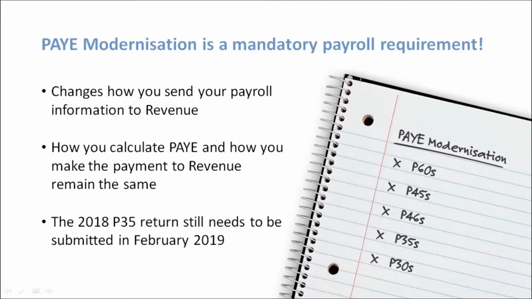Employers' reporting obligations such as P30s, P45s, P46s, P35s, and the generation of P60s have now been abolished by Revenue. You will need to complete the final year P35 return for 2018 by February. So that's the final P35 you will ever send to Revenue.